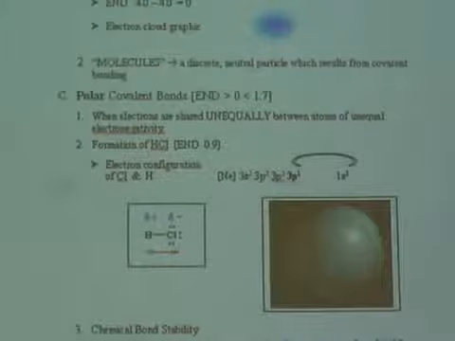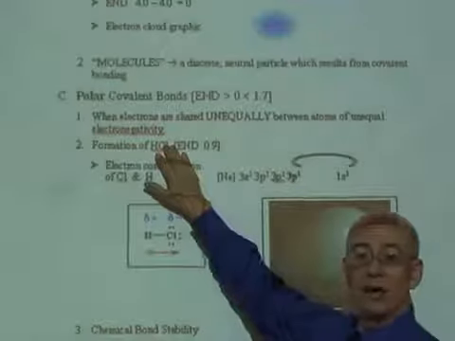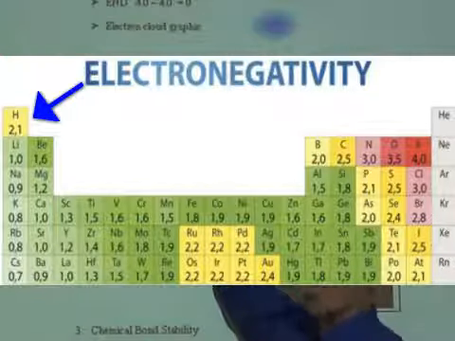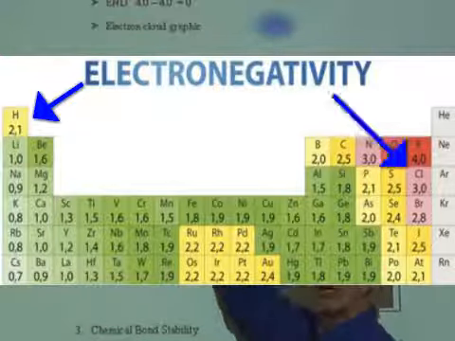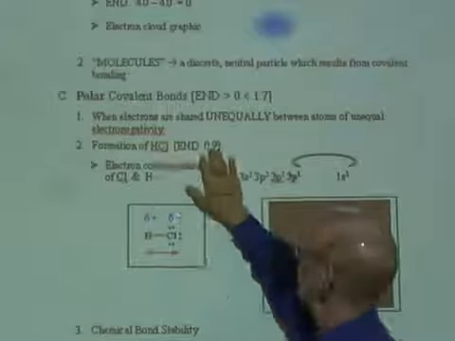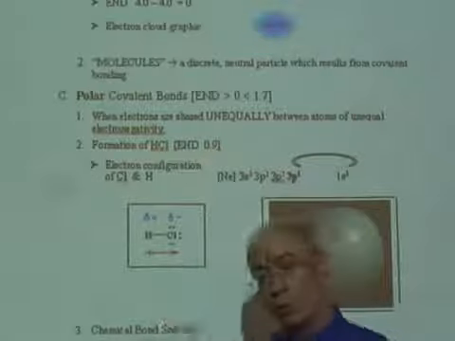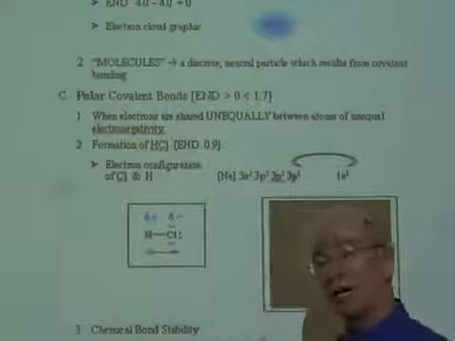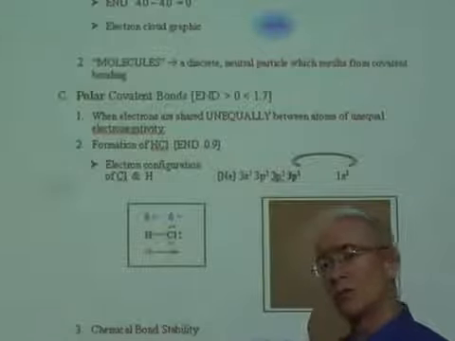Now let's compare that to a polar covalent bond. The electrons are being shared, but they're not being shared equally between the two atoms. Let's take the example of hydrogen and chlorine. Hydrogen has an electronegativity of 2.2. Chlorine has an electronegativity around 3.2. So their difference is around 0.9 or 1, well below the 1.7 cutoff, so it's a covalent bond. But do the electrons share equally between the two atoms?